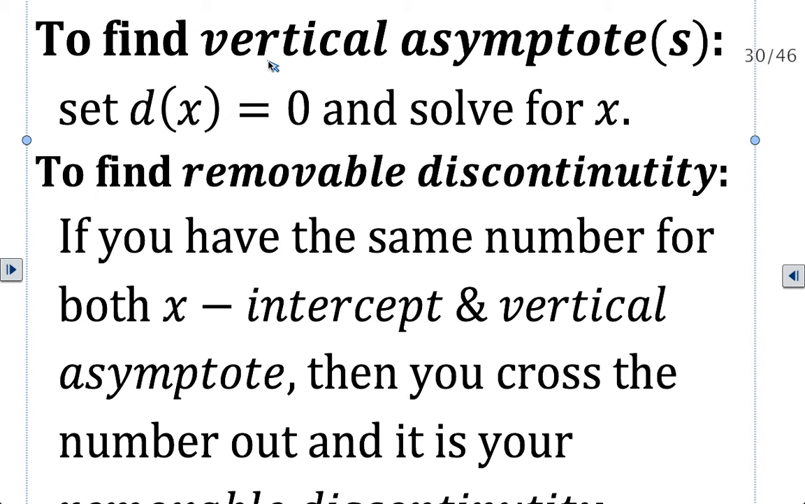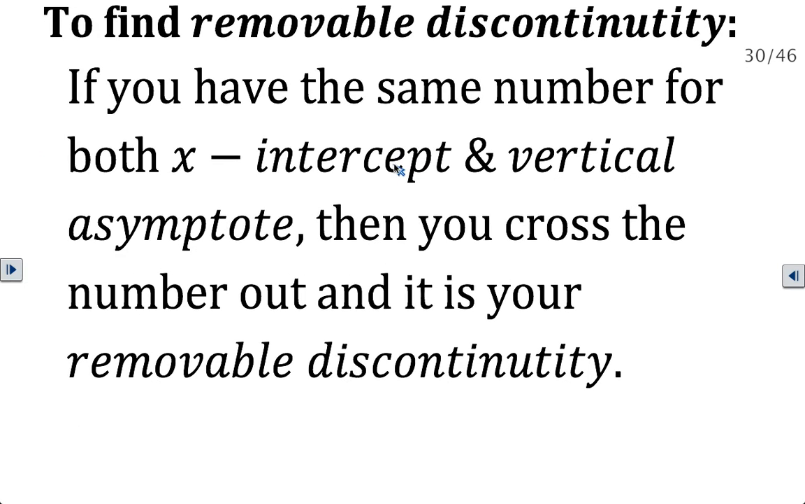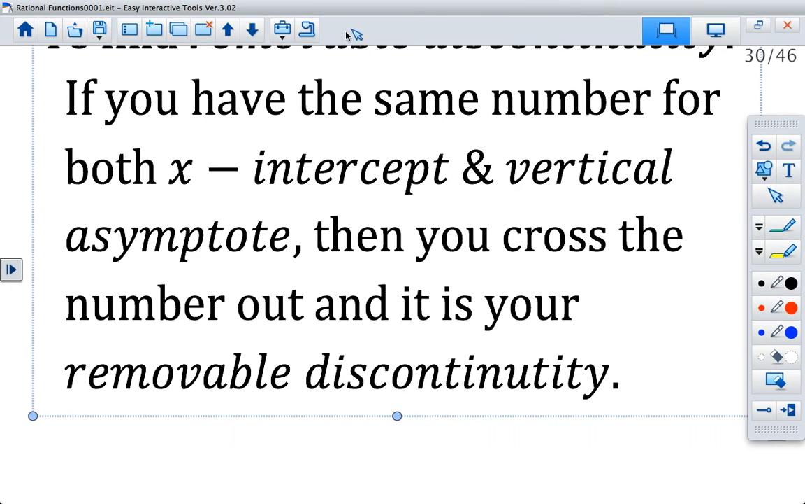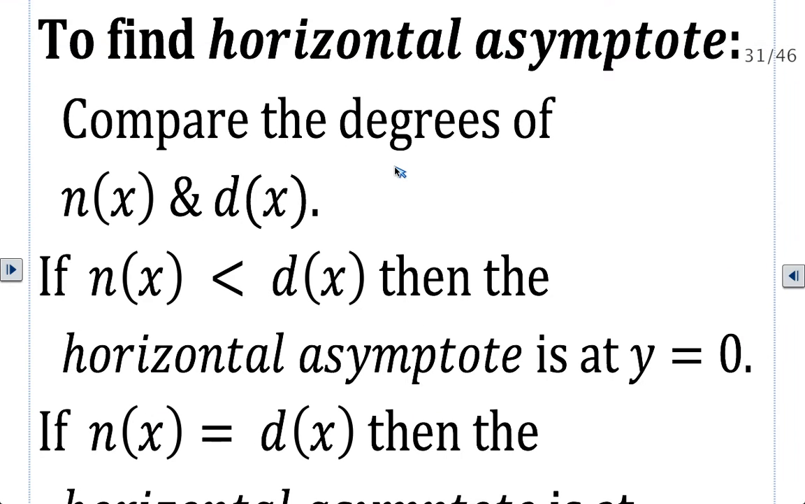All right, so to find the vertical asymptote, set the denominator equal to 0, solve for x. If you have more than one factor, you'll set both factors equal to 0 and solve for x. And then for your removable discontinuity, if you have the same number for both an x-intercept and a vertical asymptote, then you'll cross that number out, and it is going to become your removable discontinuity. All right, let's go on to a couple more pages of notes.